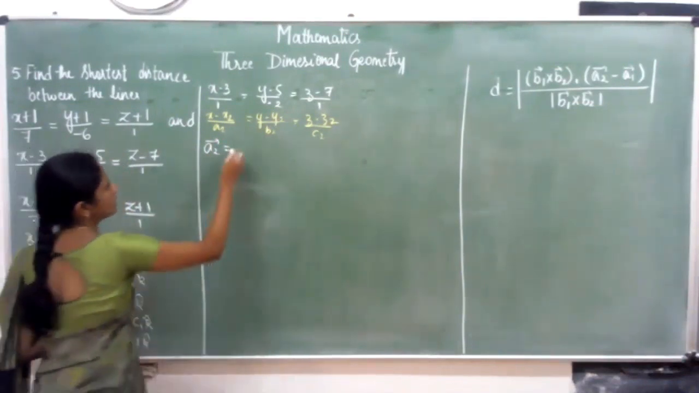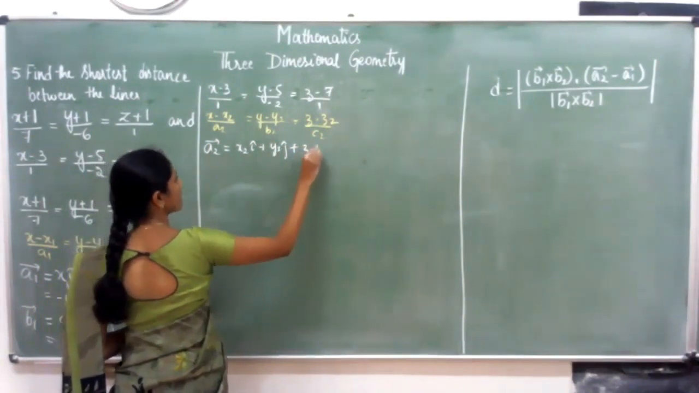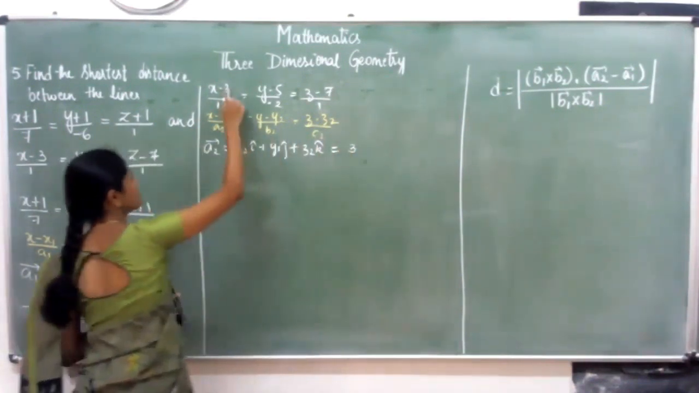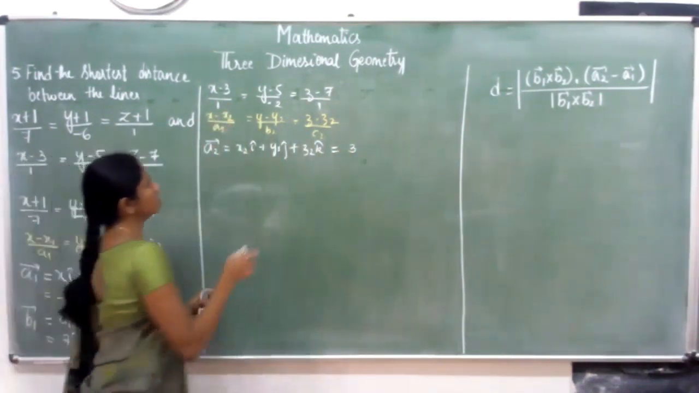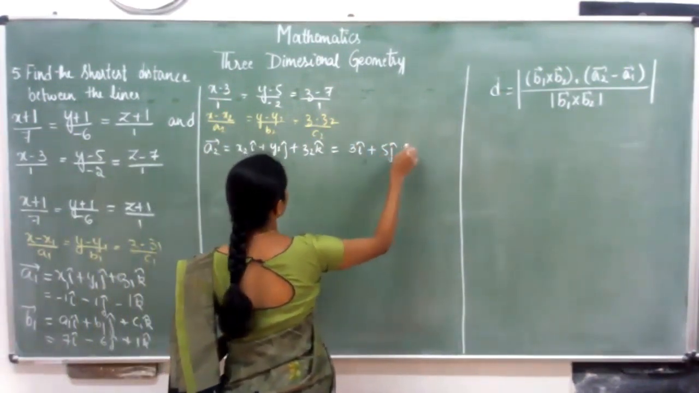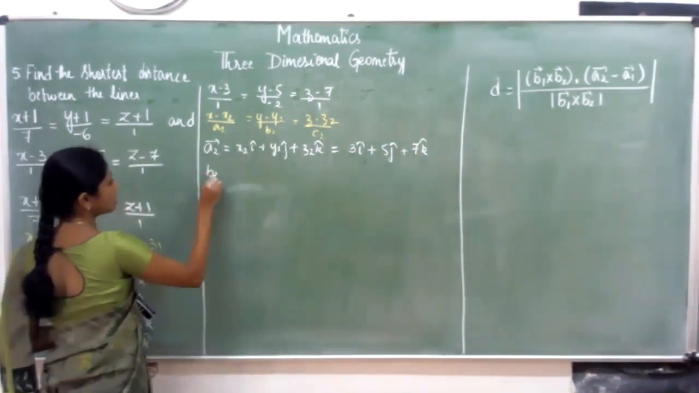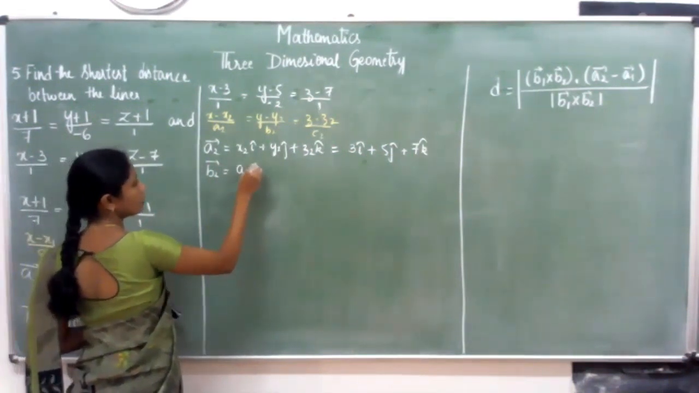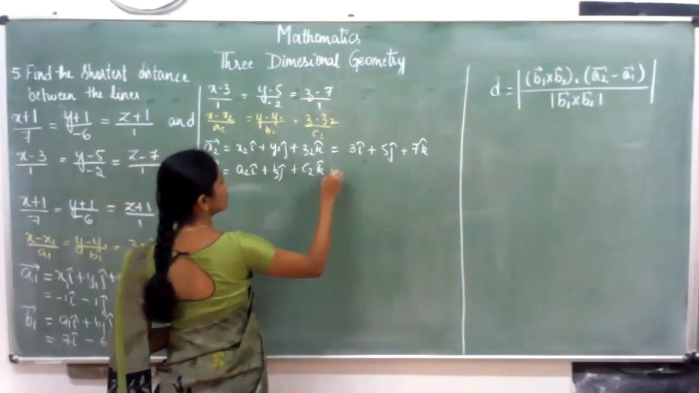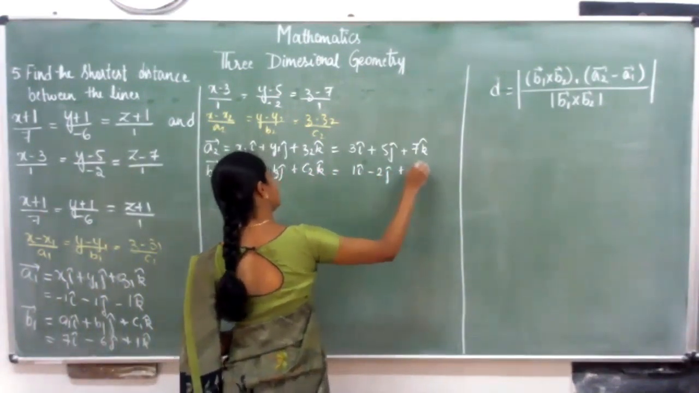Vector A2 is nothing but x2 i cap plus y2 j cap plus z2 k cap. Therefore, x2 is nothing but 3. See here, compare and write the values. So x2 is 3i cap, y2 is plus 5j cap and z2 is plus 7k cap. Next, vector b2, which is given by a2 i cap plus b2 j cap plus c2 k cap, which is equal to 1i cap minus 2j cap plus 1k cap.